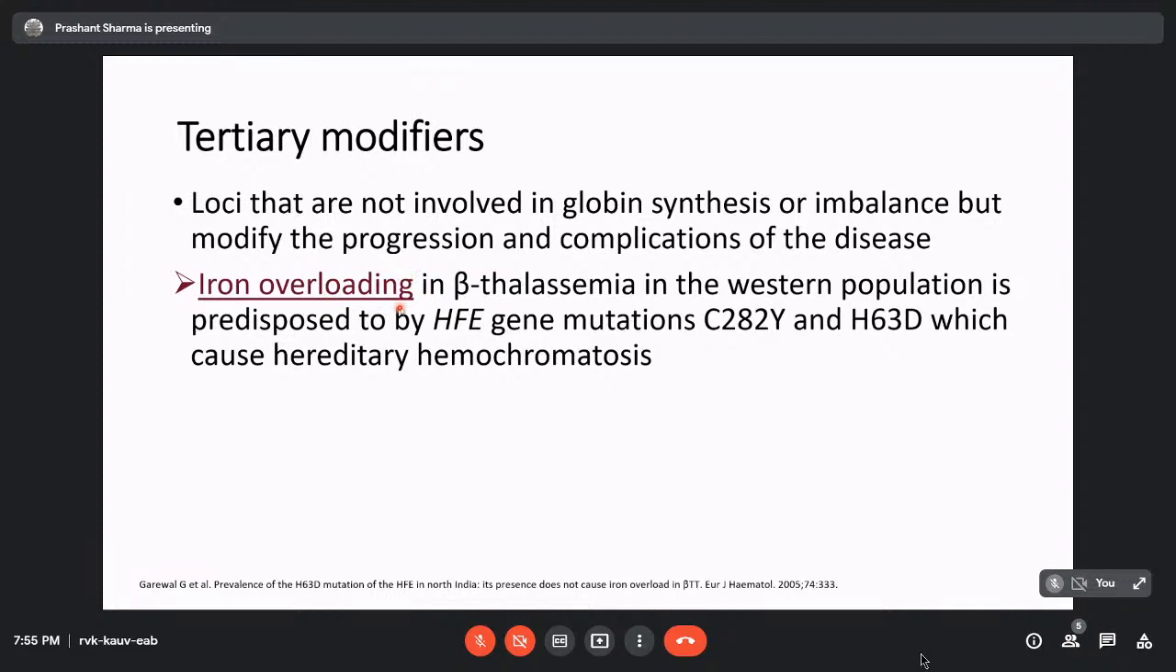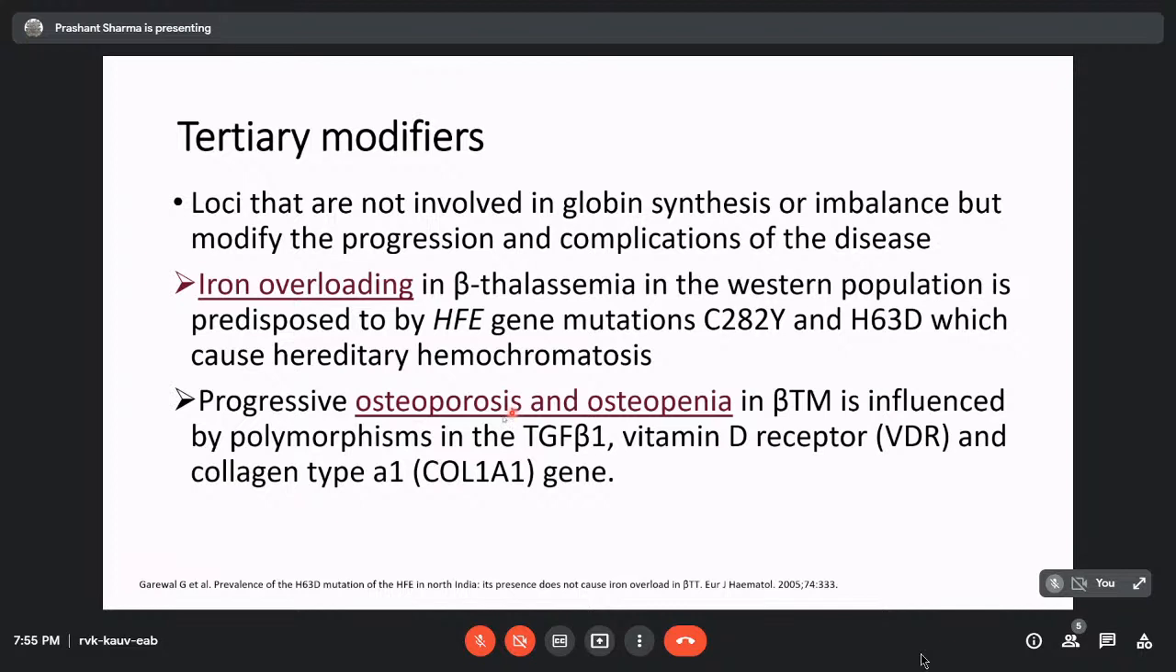This is predisposed to in Western populations by mutations in the HFE gene, or sometimes people call them polymorphisms because they are present in a very large proportion of people. And then again, bone disease in thalassemia. These patients have osteoporosis and osteopenia. This is influenced by polymorphisms in transforming growth factor beta 1, the vitamin D receptor, and the collagen genes.